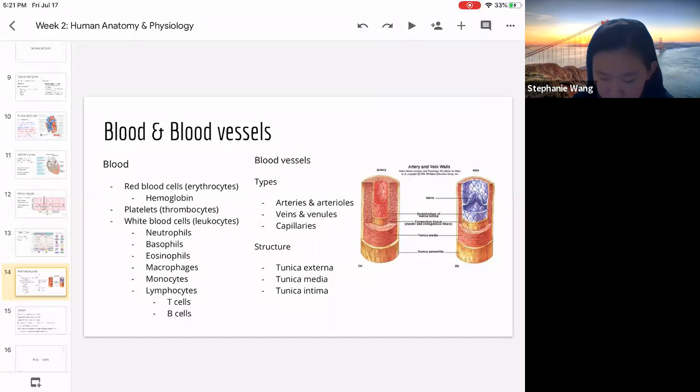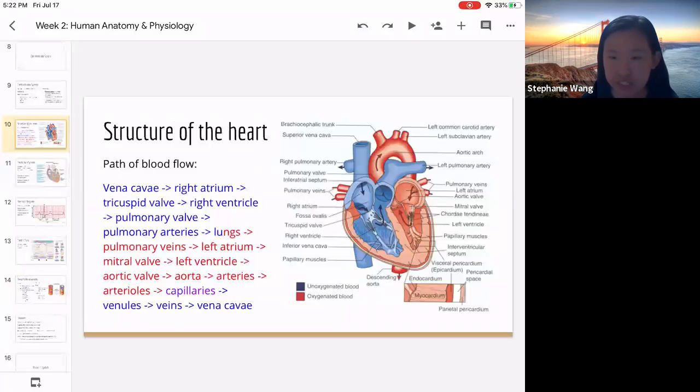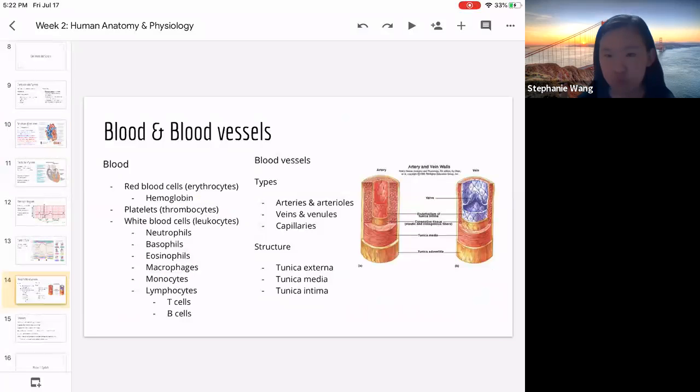And arterioles are basically smaller arteries, and then there are veins and venules. Arteries carry oxygenated blood except for the pulmonary artery. You can see here, the pulmonary artery is clearly blue, and veins carry deoxygenated blood except for the pulmonary vein. You can see here, the pulmonary vein is clearly red. That's just one thing I wanted you to keep in mind.